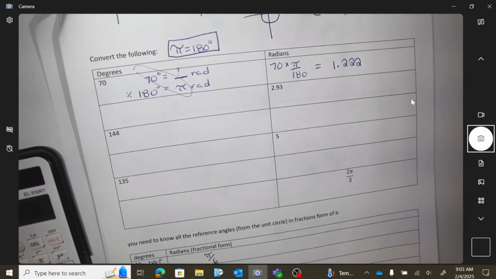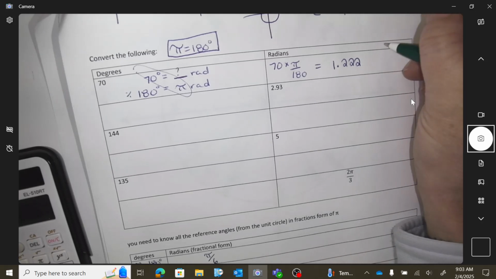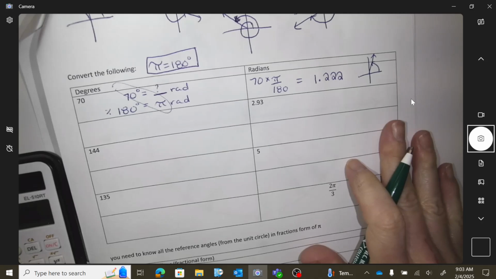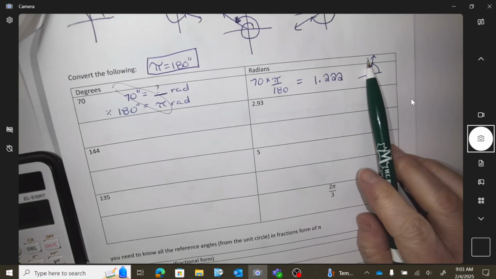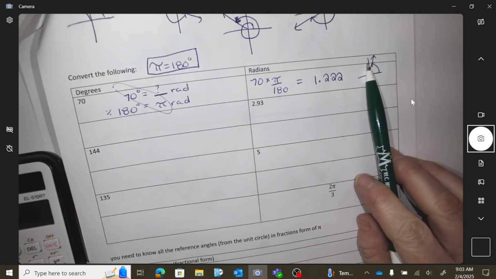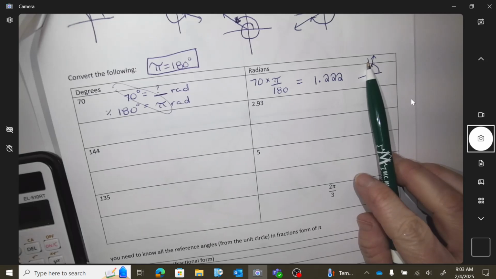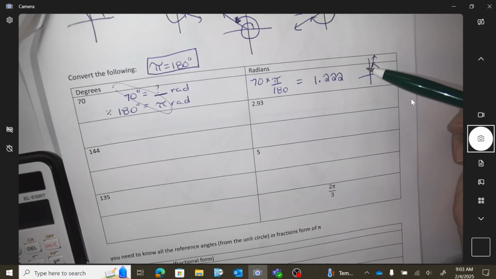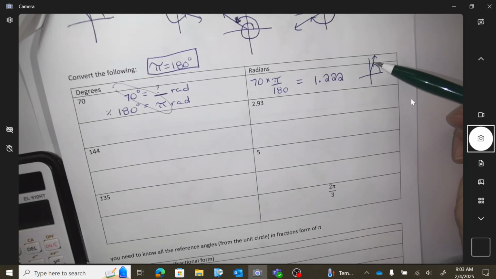Does that radian number make sense? Do you remember, so 70 would be like that. Do you remember what this top line was in radians? Up here, the 90-degree area. What was that? 1.5-ish? Yeah, because pi divided by 2 was 1.5-ish. So 1.222, that makes sense.